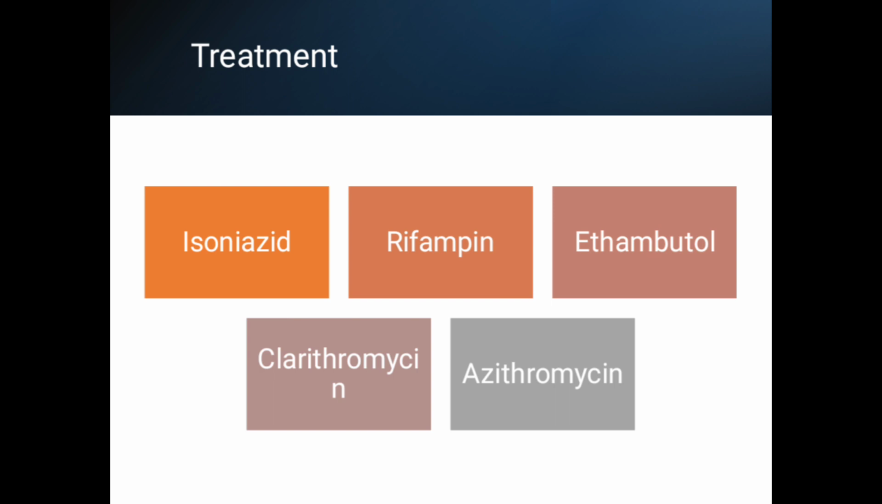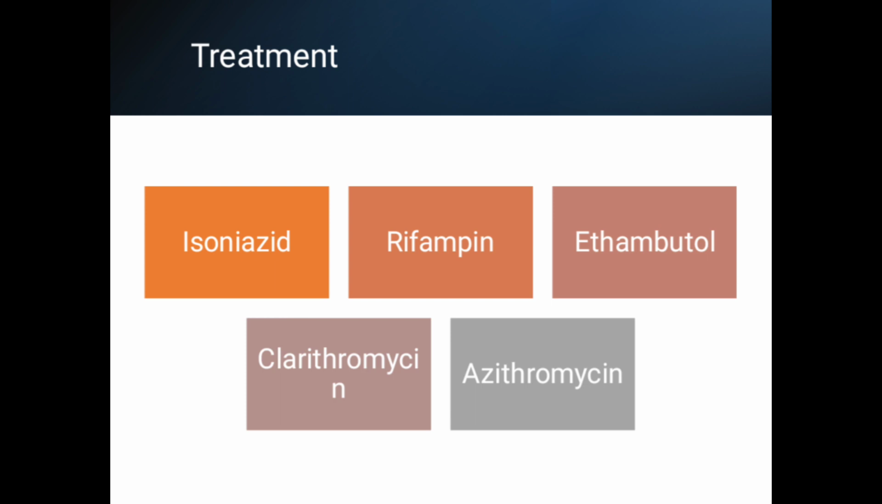The treatment of Mycobacterium kansasii infections typically involves a combination of antibiotics. The choice of antibiotics is based on drug susceptibility testing, which helps in identifying the most effective medications against the specific strain. Commonly used drugs for Mycobacterium kansasii include isoniazid, first one, often a key component of the treatment regimen.